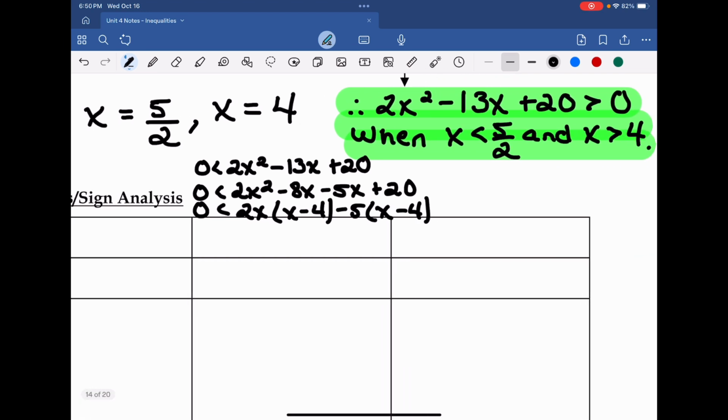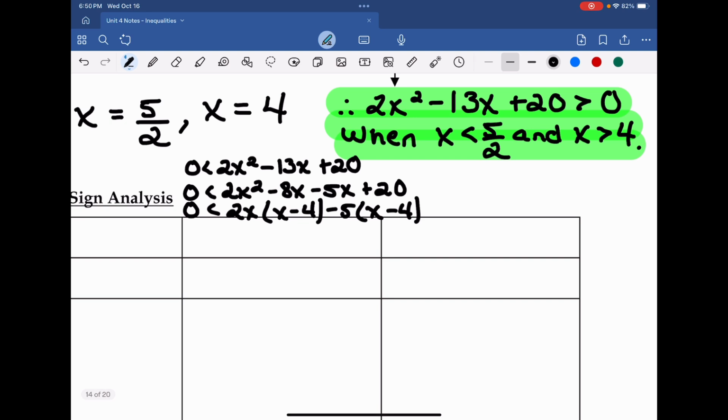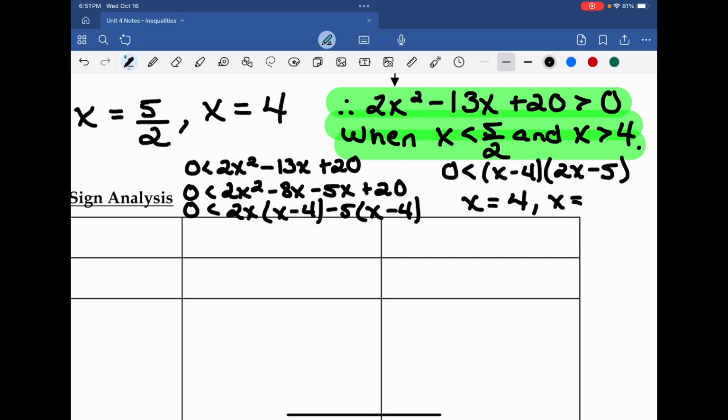We see that we have a matching binomial, so I'm going to carry this up above and say 0 is less than. We take one of the common binomial, in this case, the x minus 4, and we write it in. And then we take our outside terms of 2x minus 5 and put them together. Now, from our quad equations unit, we know if we took each of these binomials and set them equal to 0 and isolated, we would figure out that x is equal to positive 4 and x is equal to 5 over 2 when we isolated these for 0 and solved for x. So our two x-intercepts match the ones that we found above, which is great.